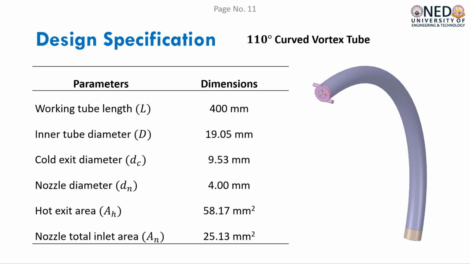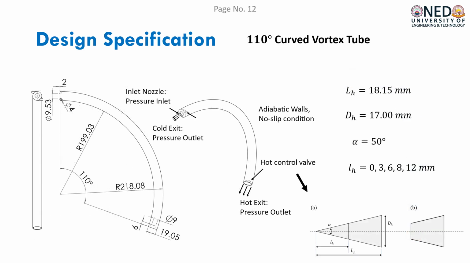A small hot exit patch is generated by the hot conical valve. The cold outlet is extruded by 1 mm near the inlet of the vortex tube. Also, two other curved vortex tubes are created with curvature angles of 180 and 270 degrees. The hot conical valve has an apex angle of 50 degrees, with a height of 18.15 mm and a diameter of 17 mm. Different truncation lengths of 3, 6, 8 and 12 mm are also used with the conical valve for the computational model, where the apex angle is kept constant.